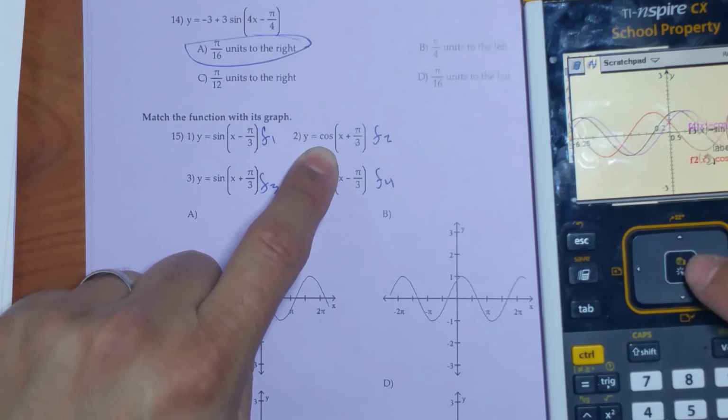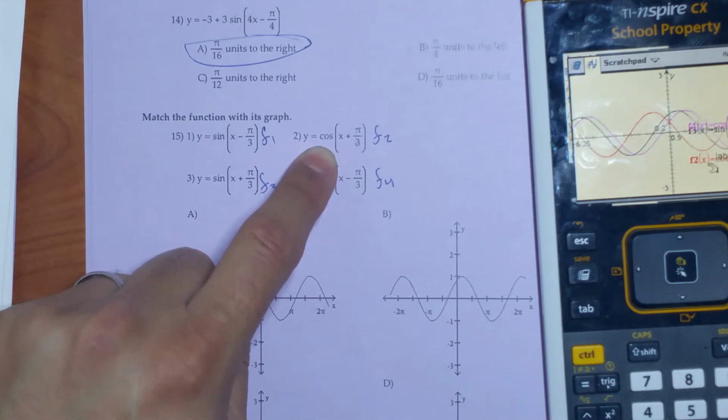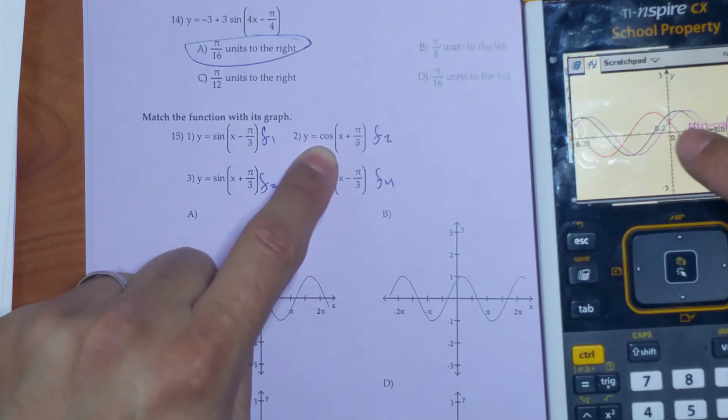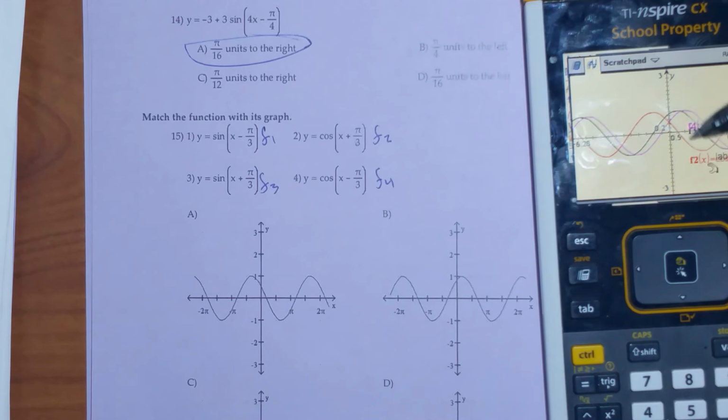Wait, what if you go one by one? You could go one by one, but it might confuse you a little bit, because you want to see the difference in a couple of these, because the difference is slight here. Okay? So slight differences.